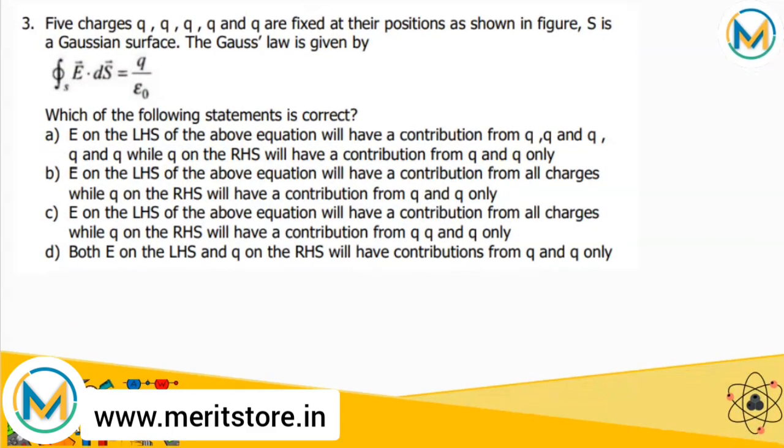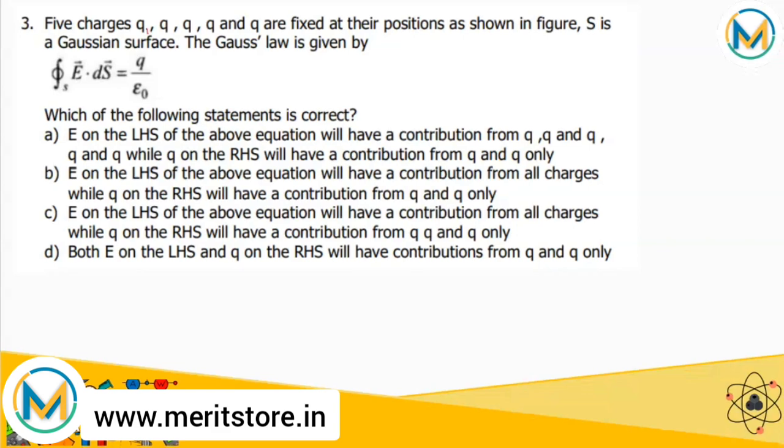Five charges, that is Q1, Q2, Q3, Q4 and Q5, are fixed at their positions as shown in the figure. In a Gaussian surface, Gauss law is given by the following. Which of the following statements is correct? Now there is a diagram which is something like this.